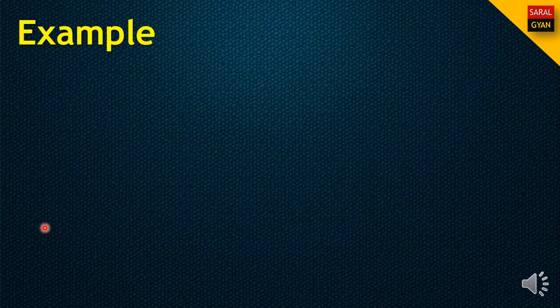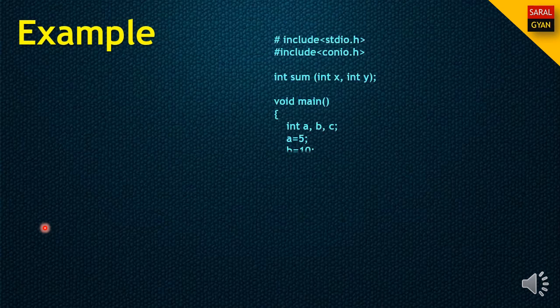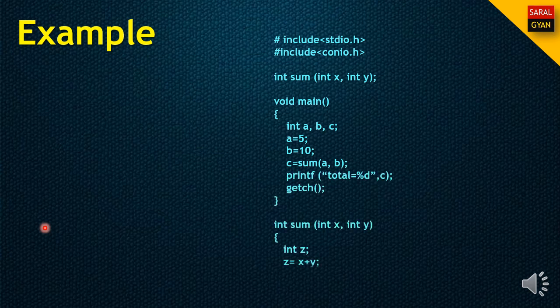So let's take one example. This is a small program in C language with a very brief introduction about one user defined function. Now we'll see how the three segments, function declaration, function calling, and function definition, will be used in a program. Function declaration: we have declared the function.